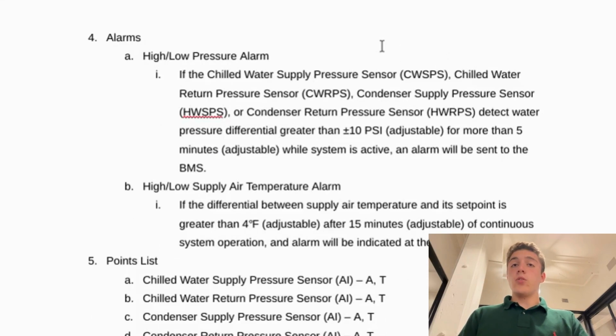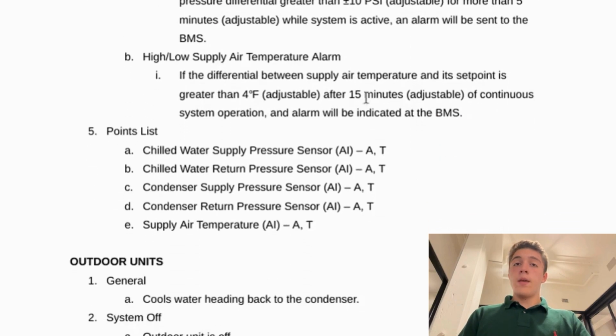Some alarms will be the high-low pressure alarm and the high-low supply air temperature alarm. The pressure alarm is just to make sure that it remains within 10 psi, make sure that the equipment doesn't break. And the supply air temperature alarm is to make sure that the supply air remains within 4 degrees for 15 minutes, just to make sure that it's not malfunctioning and giving way too cold air.